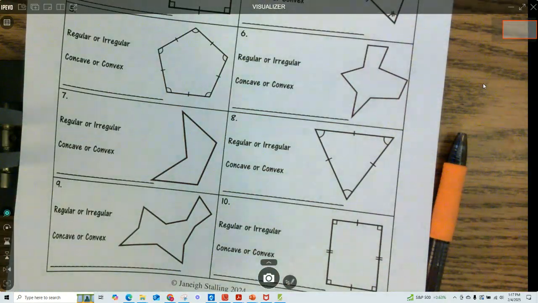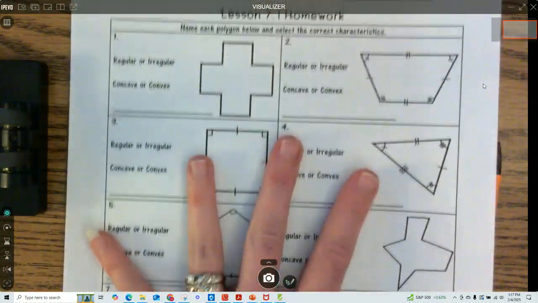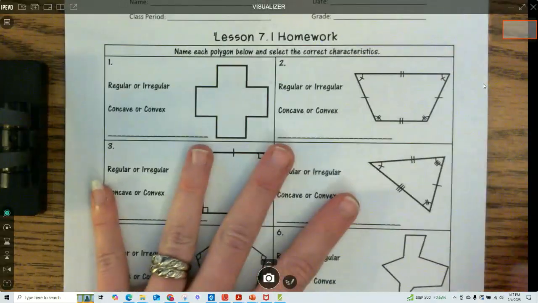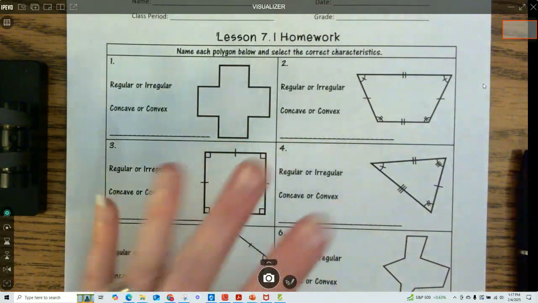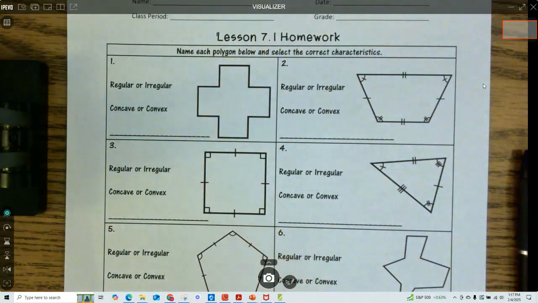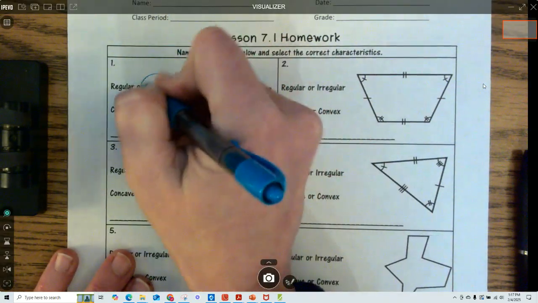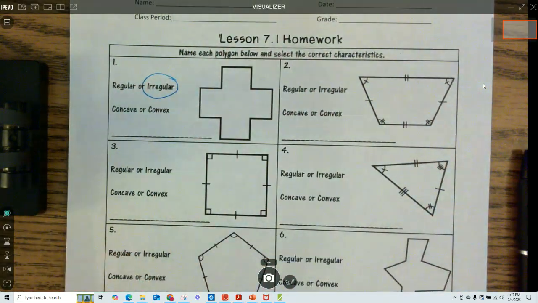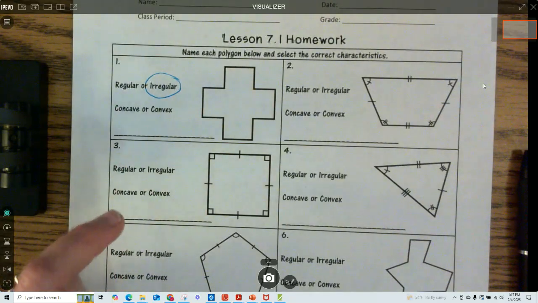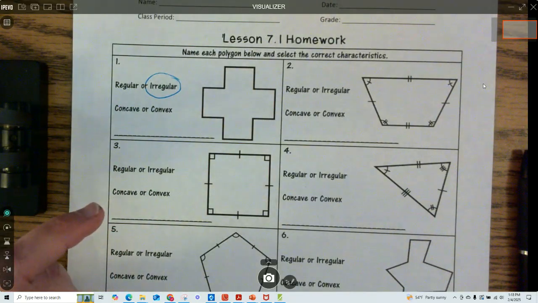We're going to name these shapes. Okay? So number 1 on this page, what do you guys think? Regular or irregular? Irregular. There's nothing to indicate that the sides are the same. Okay, so we just have to go on what's there. There's nothing telling me they're the same. I have to assume they're not the same. So that's irregular.